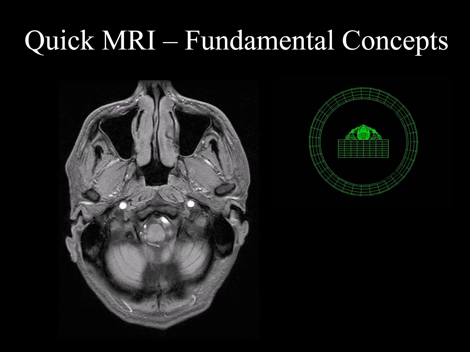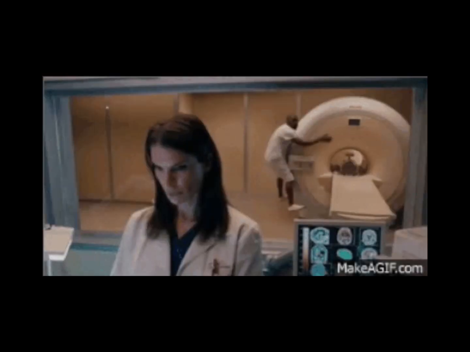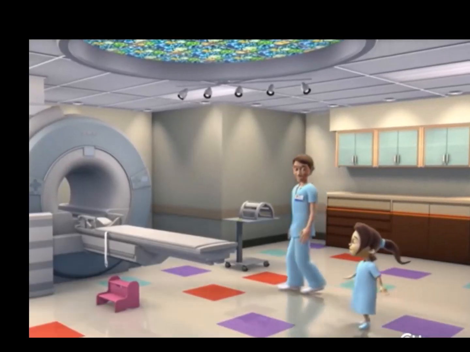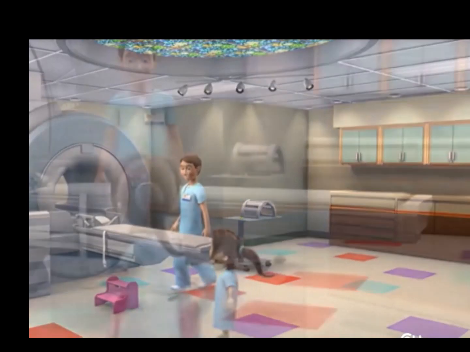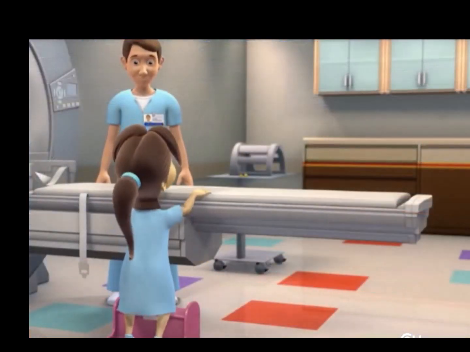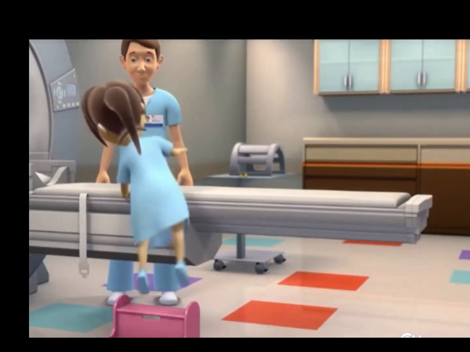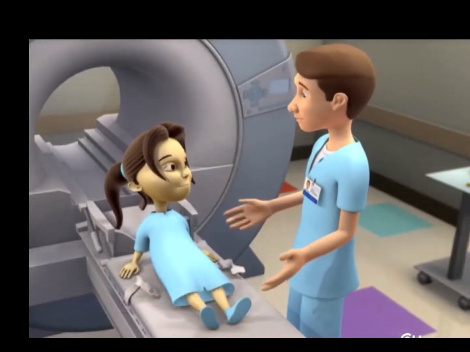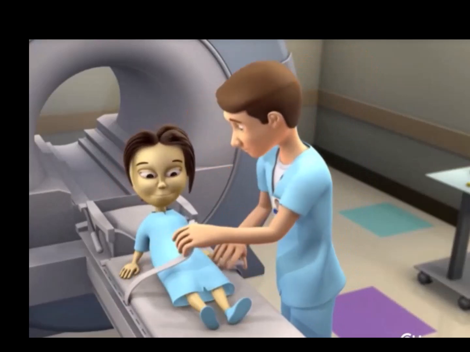This one is Quick MRI, which looks at the fundamental concepts of producing an MR image. Basically, an MRI is nothing more than a giant magnet set to align all of the protons in the body between north and south. When the patient goes into the MRI magnet, all of their tissues are magnetized, and the tissue protons align with the magnetic field in the north and the south direction. Here we can see how they align in the field.